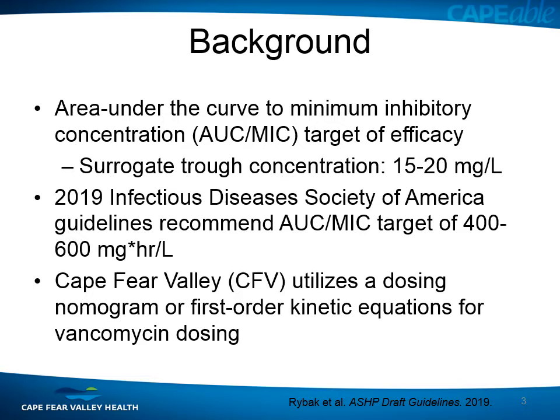However, the 2019 Infectious Diseases Society of America guidelines now recommend an AUC to MIC target of 400 to 600 for both clinical efficacy and patient safety, as studies have shown that trough concentrations may overexpose patients and lead to higher rates of nephrotoxicity. Cape Fear Valley currently utilizes a dosing nomogram or first-order kinetic equations for vancomycin dosing. We rely on trough-based monitoring, and most of our vancomycin dosing is through a pharmacy-to-dose consult service. We have approximately 450 consults per month.